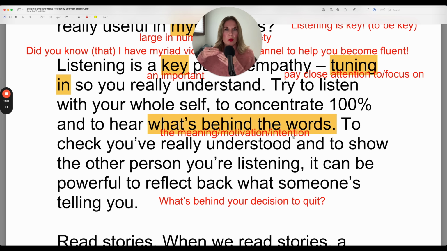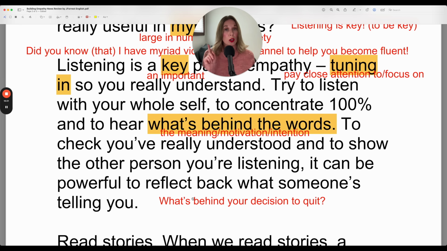So you want to understand, well, your friend says, I'm fine, but how does your friend truly feel? What is the intention by saying that? Is this true? So you want to understand what's behind the words, the true feeling, the motivation, or the meaning. We use this a lot in different situations. For example, you could ask someone, what's behind your decision to quit? Or to move, or even to learn English. What's behind your decision? What's motivating you? What's the true reason? So they want to know the true reason.